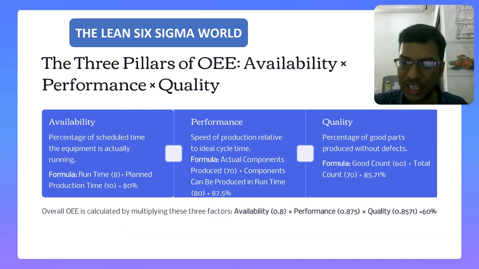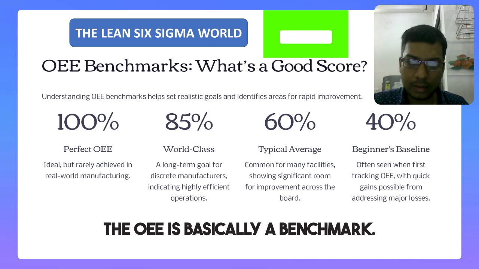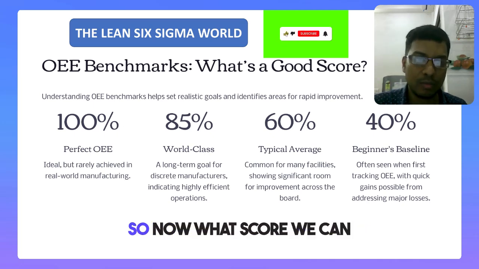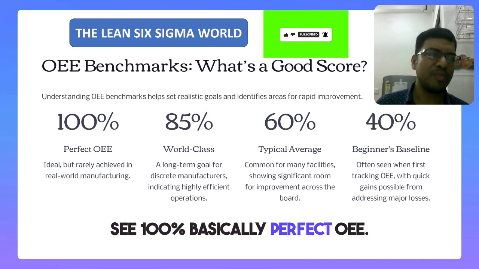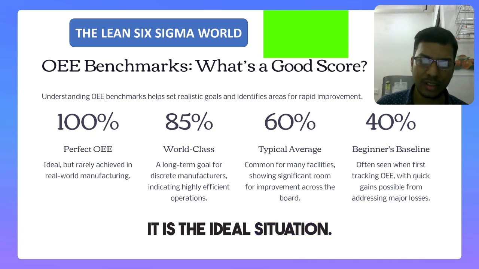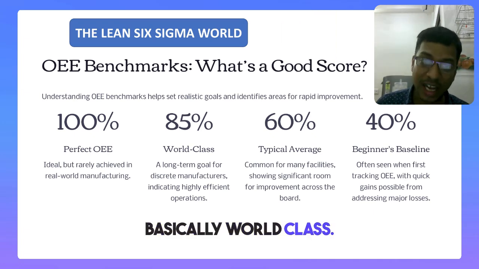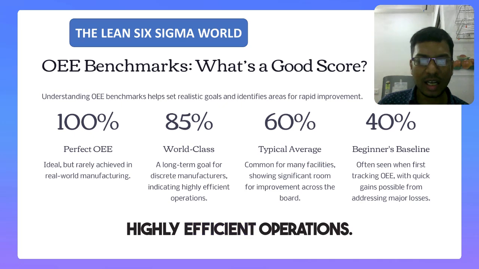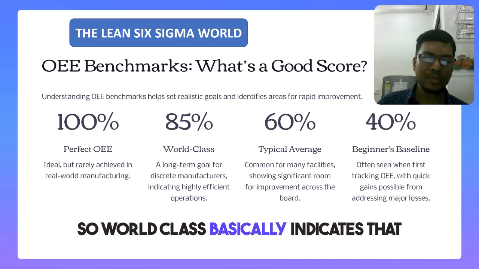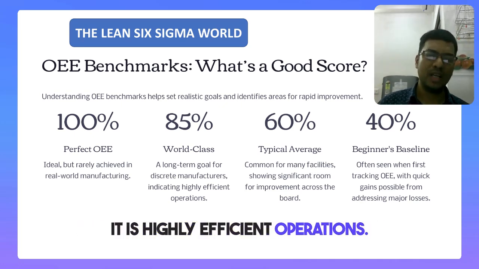Now we need to understand that OEE is basically a benchmark. So what score can we consider as a good score? See, 100% is perfect OEE. It is the ideal situation. But 85% is considered world class. World class indicates highly efficient operations.